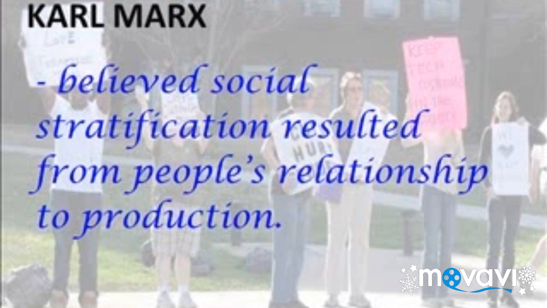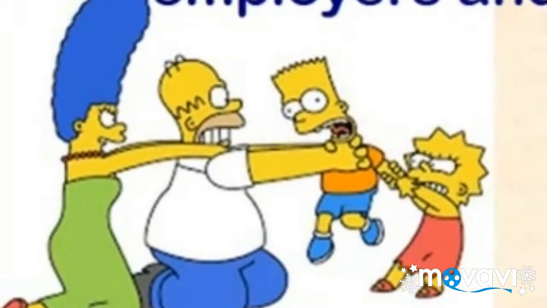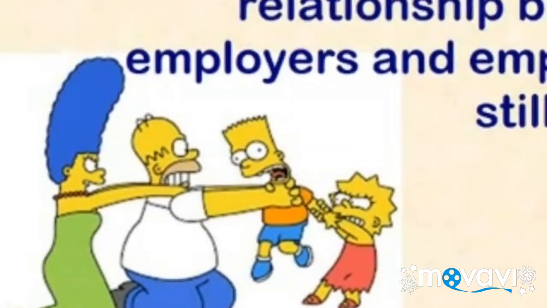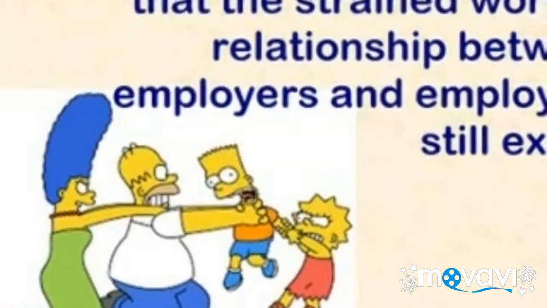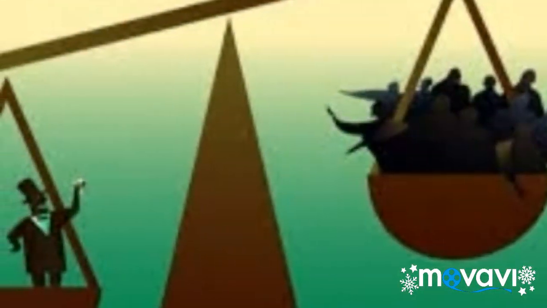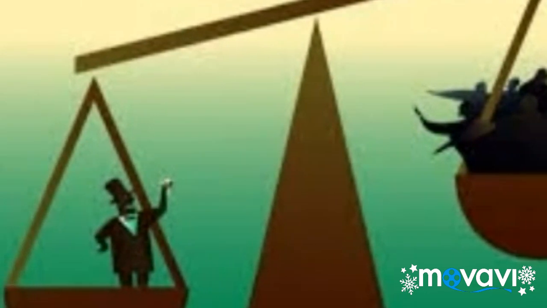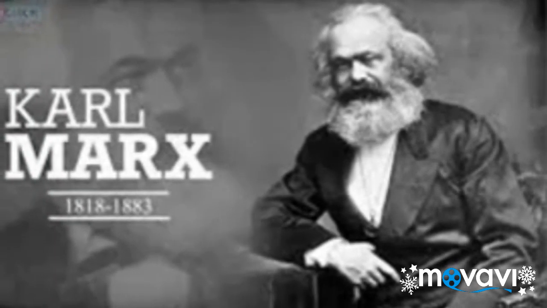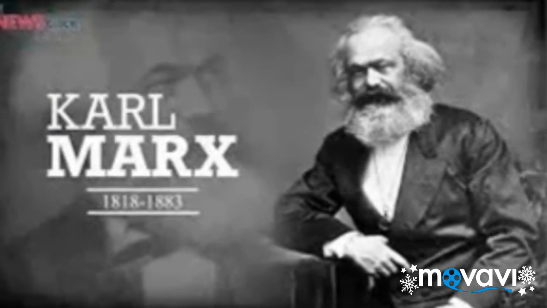During the 19th century era of industrialization, Marx believed social stratification resulted from people's relationship to production. People were divided by a single line. They either owned factories or worked in them. Today, while working conditions have improved, conflict theorists believe that strained working relationships between employers and employees still exist. Capitalists own the means of production, and a system is in place to make business owners rich and keep workers poor. According to conflict theorists, the resulting stratification creates class conflict. If Marx were alive in today's economy, he would likely have argued that the recession resulted from the greed of capitalists, satisfied at the expense of working people.